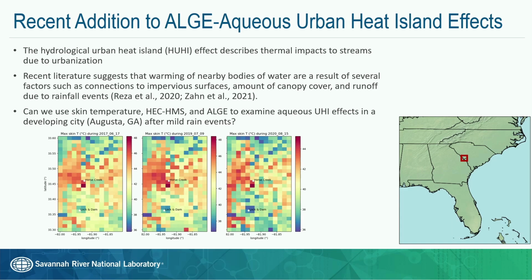The third application that we tested in ALGAE is the ability to examine thermal surges due to runoff from storm events in a city where there's urbanization. To do this, we examined potential hydrological urban heat island effects of the Savannah River as it flows through the downtown Augusta, Georgia metropolitan region, using HEC-HMS to estimate runoff, skin temperature, and ALGAE to determine the subsequent fate and transport of the thermal plume downstream.